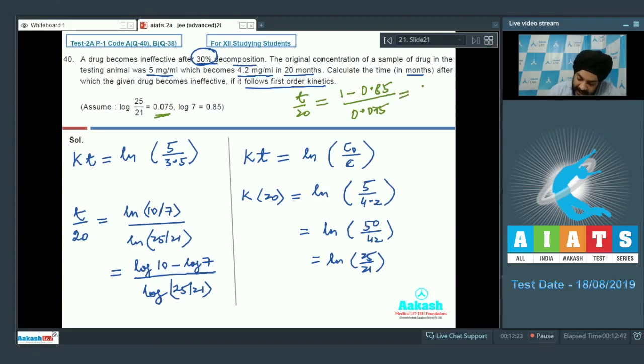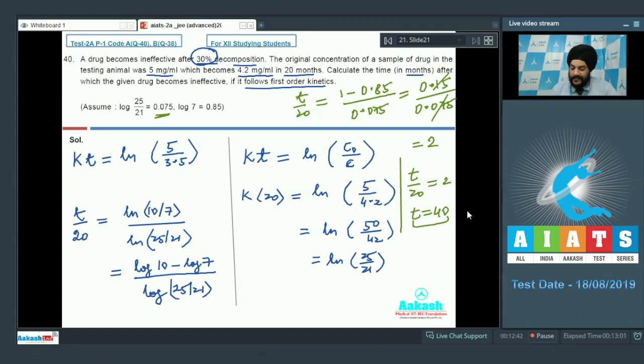So this on simplification will give us 0.15 divided by 0.075. So this will cancel 2 times, students. So the value of t by 20 comes out to be equal to 2. So the value of t will come out to be equal to 40 minutes. Okay. So students, for this question, we have to mark the correct answer as 40.